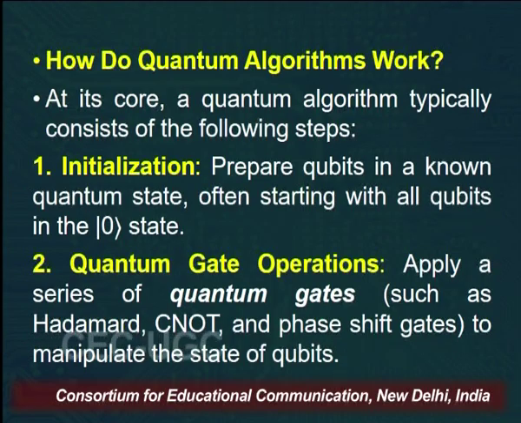The second step is the quantum gate operation. Apply a series of quantum gates such as Hadamard, CNOT and phase shift gates to manipulate the state of the qubits. So, we manipulate the state of the qubits by using various procedures.